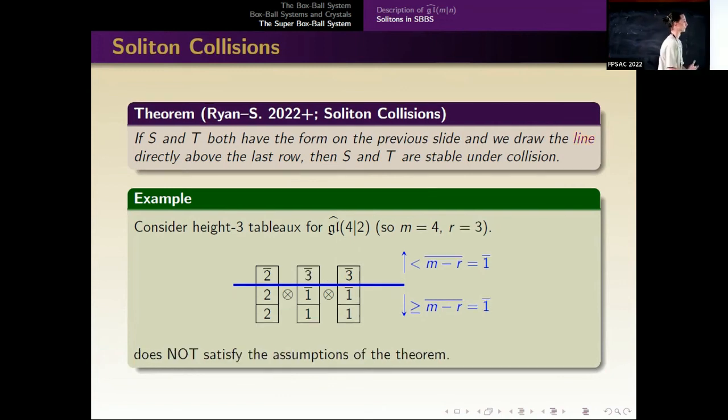And here is an example of an object that does not satisfy the theorem. Here we can see that we must draw the partition above the second row, so it doesn't satisfy the assumptions of the theorem. This doesn't necessarily mean that an object like this won't behave solitonically. But in this case, this object definitely won't, since we have the 1 value, so it's not strictly decreasing fermionically. So this tableau won't behave solitonically.